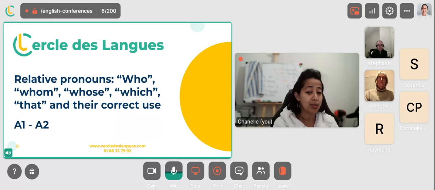Tonight we are going to be discussing relative pronouns: who, whom, whose, which, and that, and their correct use. This evening's conference is for level A1 to A2.